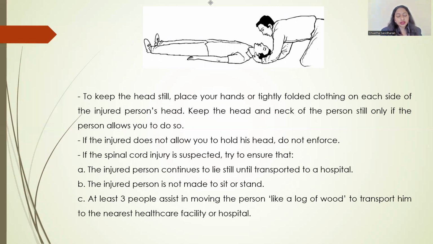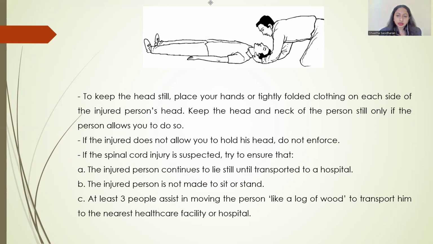If a spinal cord injury is suspected, then you should continue to ask the person to lie down until the transportation has arrived. The injured person should not be made to sit or stand. Any kind of twisting and turning of the spinal cord may worsen the condition. At least three people have to assist when moving them. They should be moved like a log. One person will be holding the neck area, one the thorax and pelvis, and one the pelvis and the legs.